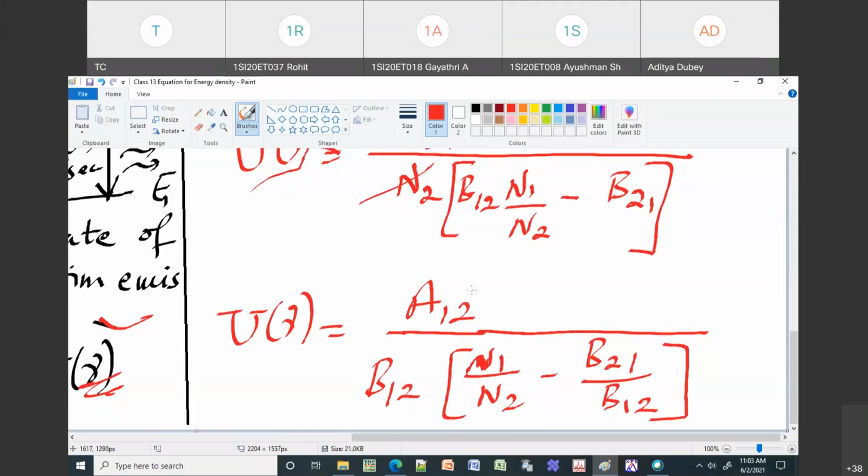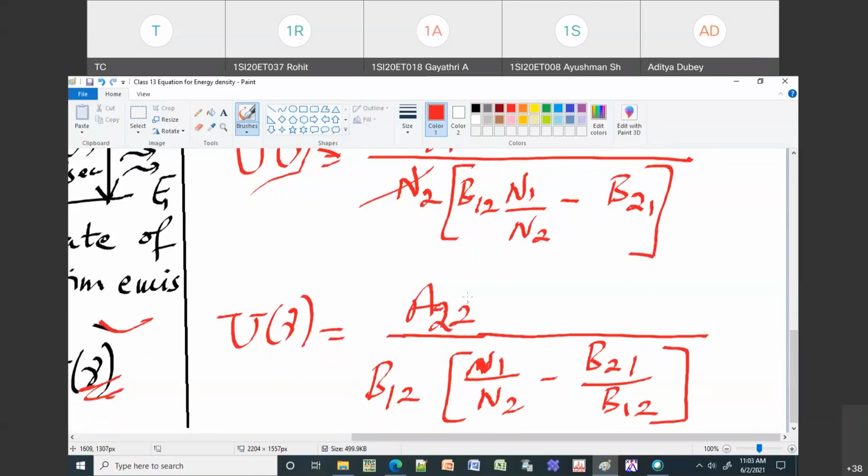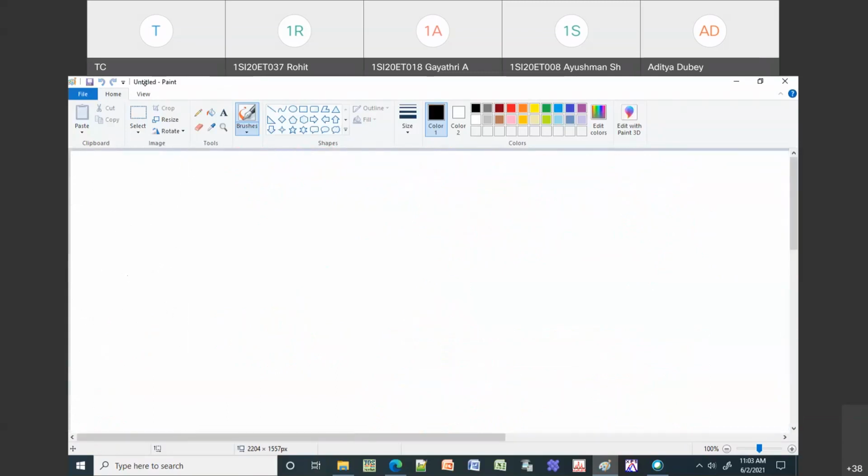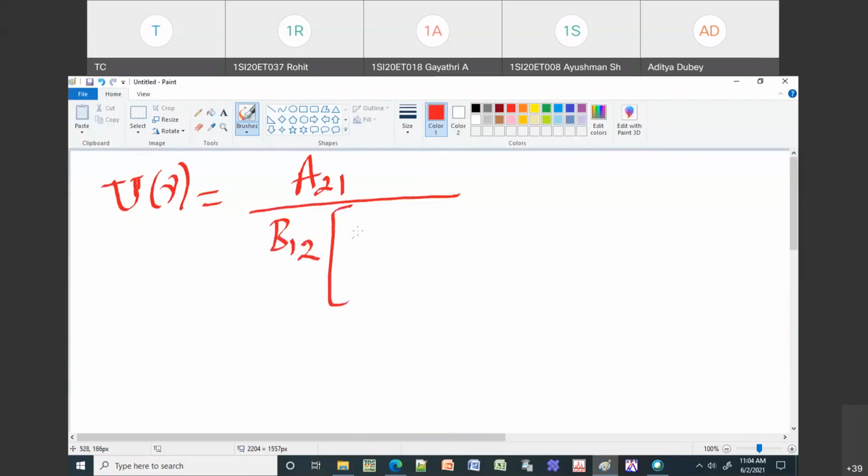Now I will take one more step. Sir, a21, no, sir, it should be a21. Yes, a21. There is no a12, it's always a21. Okay, a21 divided by b12. So I will just rewrite the same equation again. U of nu is equal to a21 divided by b12 into, in the bracket, n1 by n2 minus b21 by b12. Okay, so that is what you get.